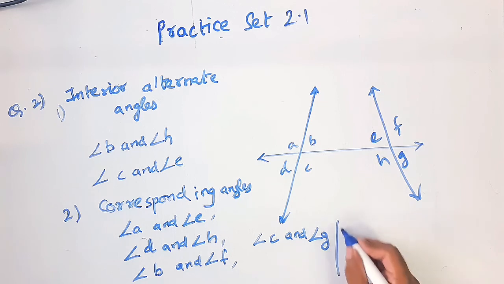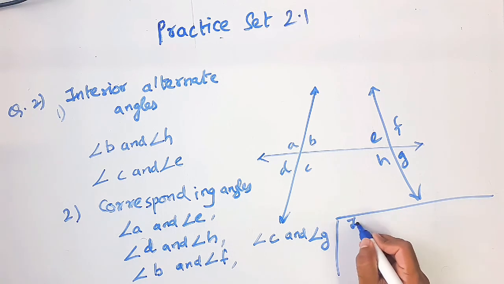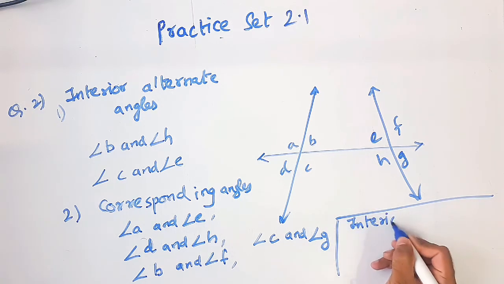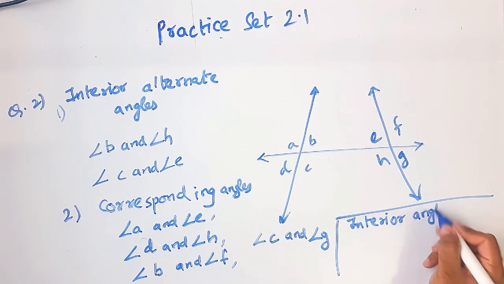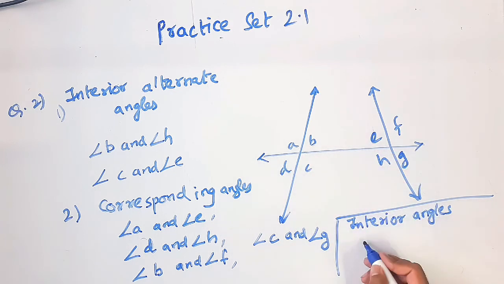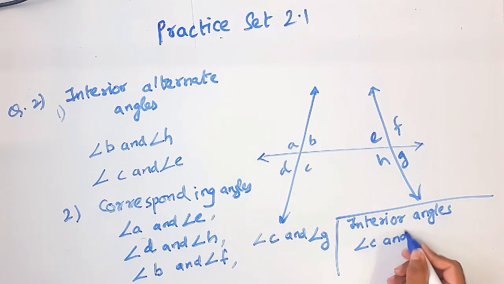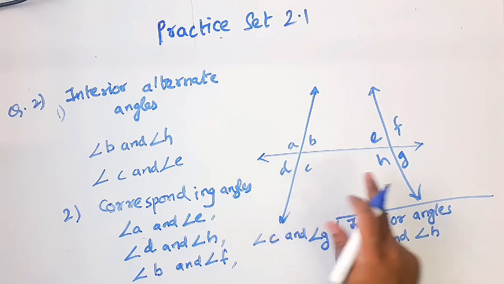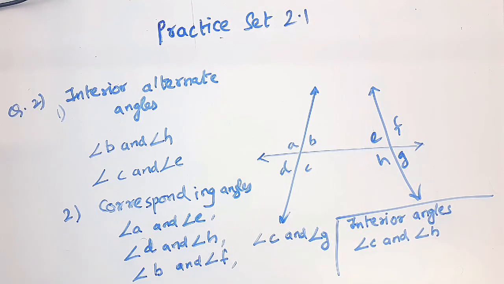Lastly we have interior angles. Interior angles are the angles which form a box-like shape. So angle C and angle H. And the second one is angle B and angle E.